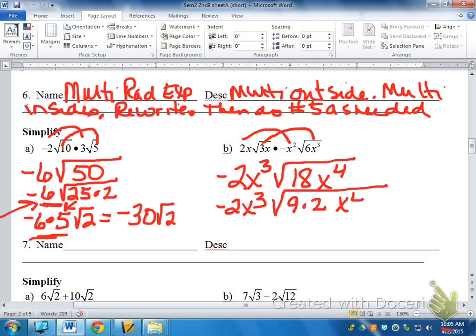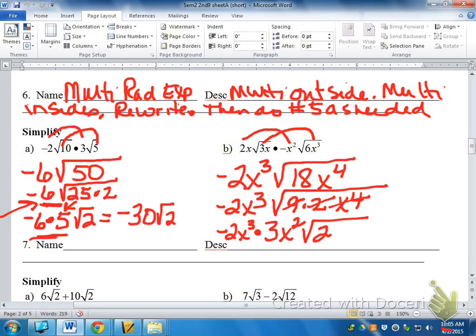Yes. So now we got to think about what's coming out, what's staying in, and then multiply the stuff outside together. So I've got negative 2x cubed already out there. And I'm going to multiply it with whatever I'm bringing out. So the 9, it comes out as a what? 3. All right, what about that 2? Has to stay in. What about the x to the 4th? Comes out as what? x to the second. Okay, good.